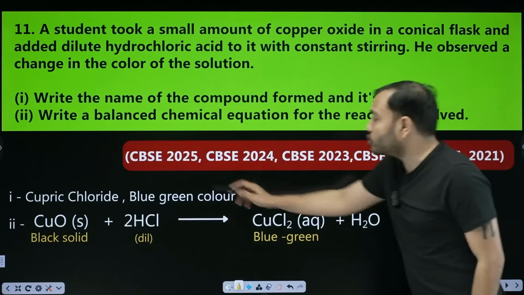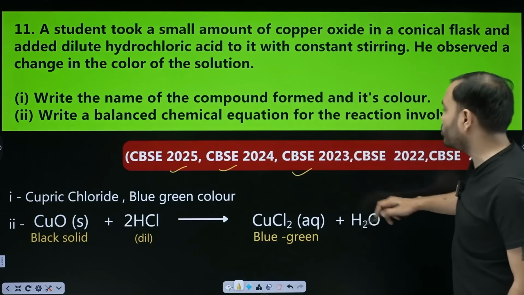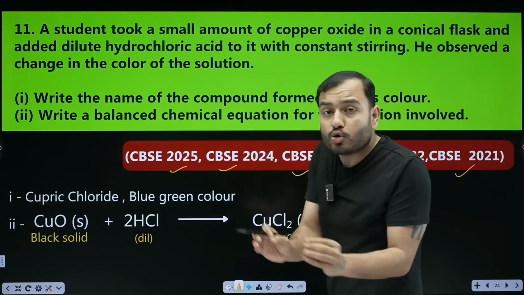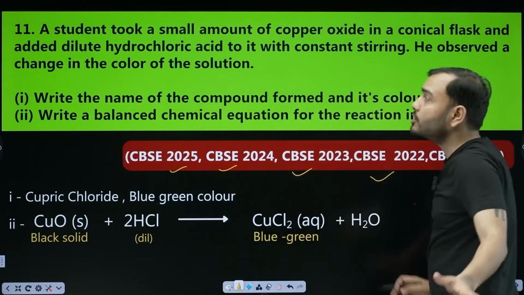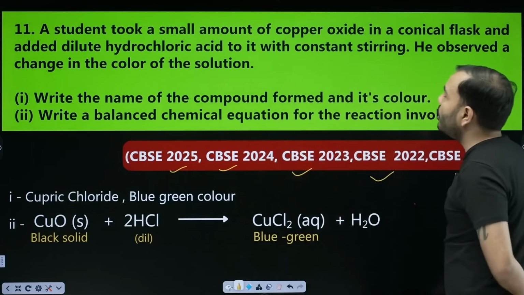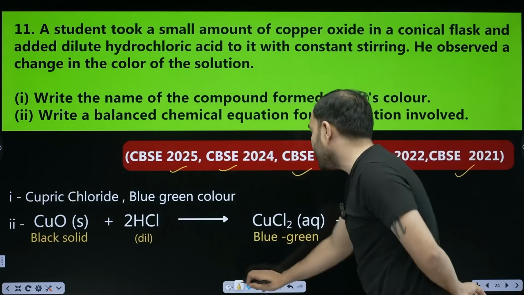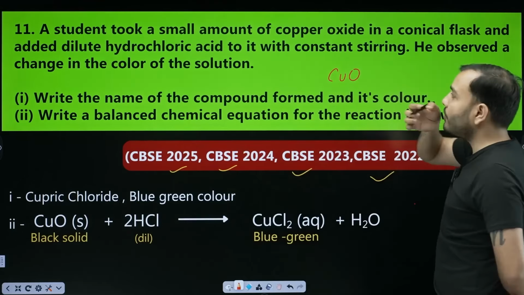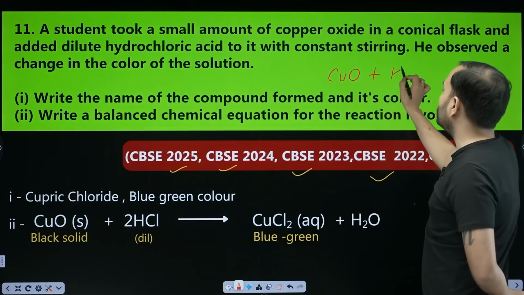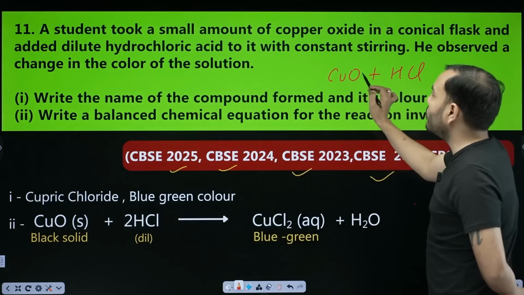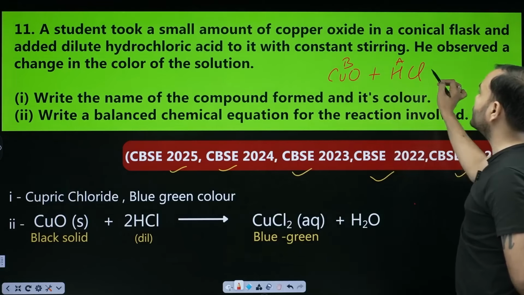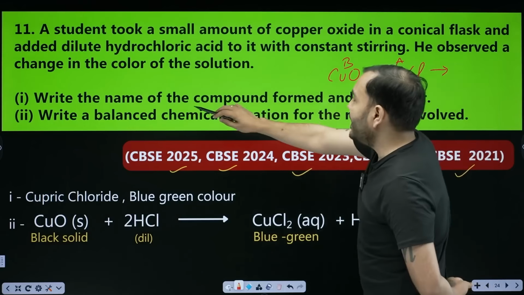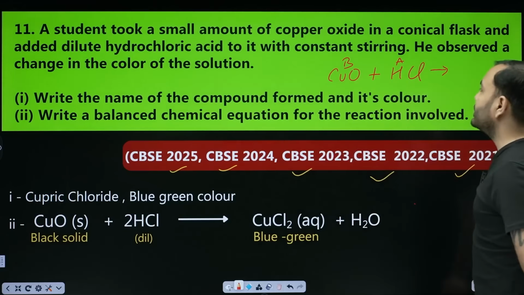Now look at this question. CBSE 2025, 2024, 2023, 2022, 2021. A similar question has been asked so many times. It might also come in 2026. A student took a small amount of copper oxide in a conical flask and added dilute HCl to it. Acid with metal oxide base, so what will be formed? An acid base reaction, salt and water. Write the name of the compound formed and its color.